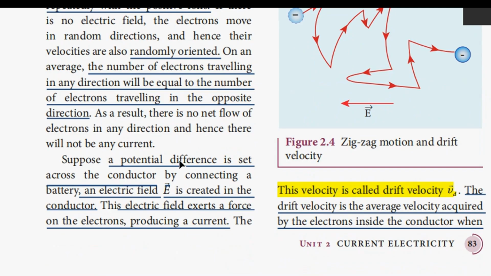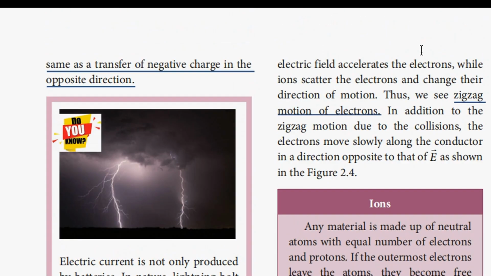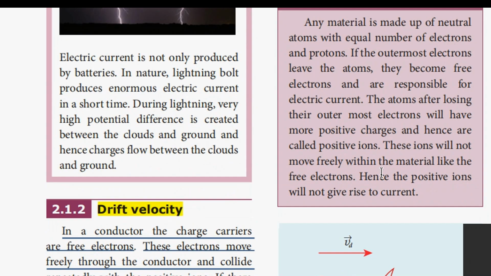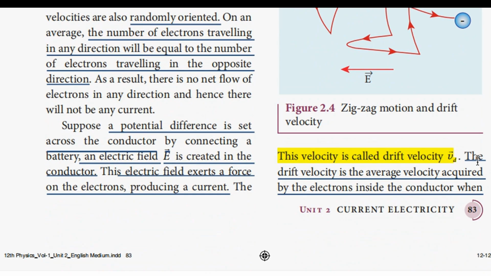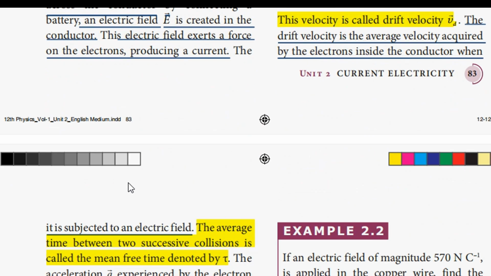Suppose a potential difference is set across the conductor by connecting a battery. An electric field E is created in the conductor. This electric field exerts a force on the electrons, producing a current. The electric field accelerates the electrons, while ions scatter the electrons and change the direction of motion. Thus, we see zigzag motion of electrons. In addition to the zigzag motion due to the collisions, the electrons move slowly along the conductor in a direction opposite to that of E, as shown in figure 2.4. This velocity is called drift velocity Vd.